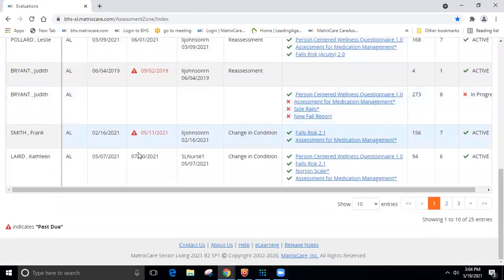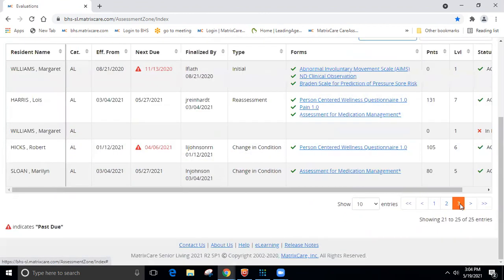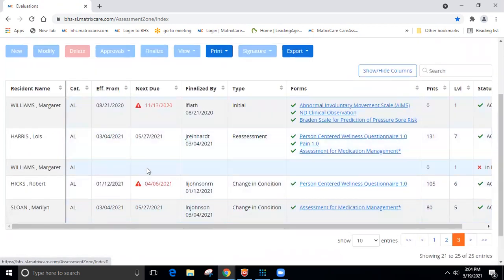You can see I have some lates. Again, per state, it's set up per state for which assessment you'll do and how often.